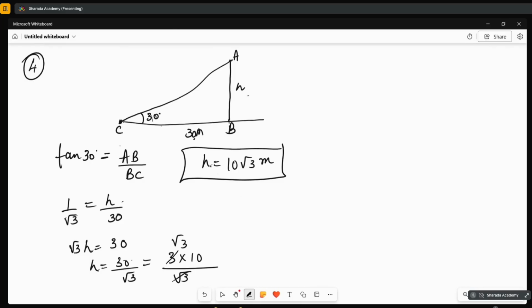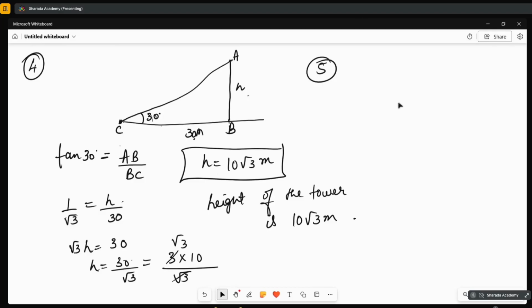What is H? Tower. So write height of the tower. In the conclusion you should write: the height of the tower is 10 root 3 meters. That is 10 into 1.73, so you will get 17.3 meters. Okay, fifth one, listen.